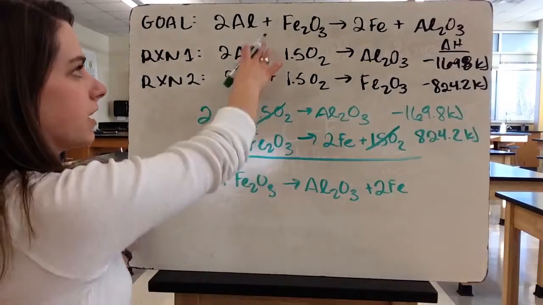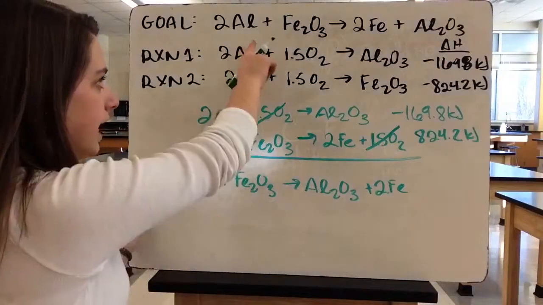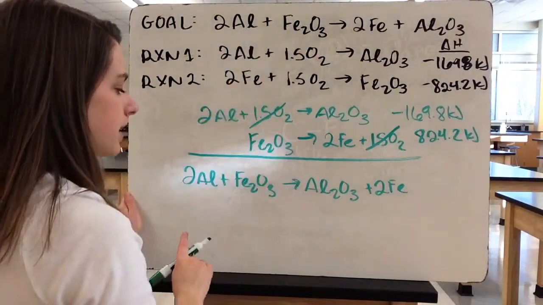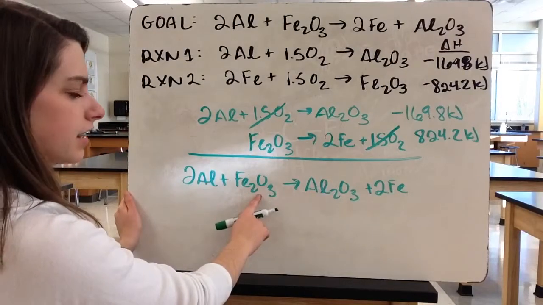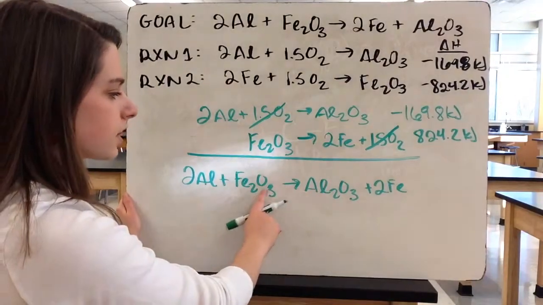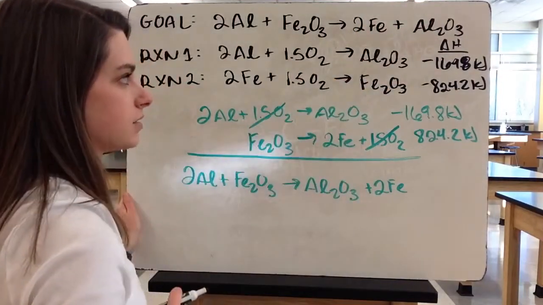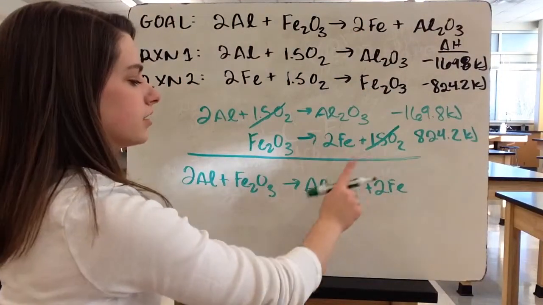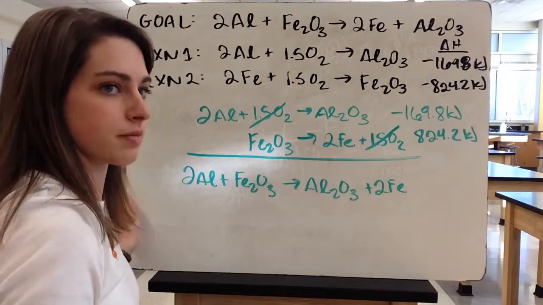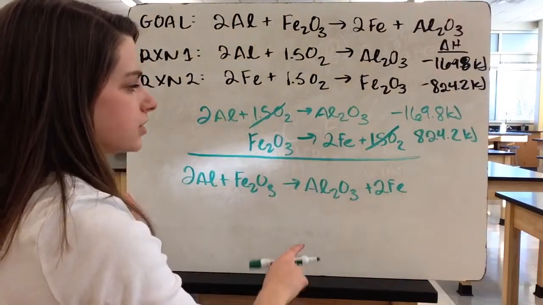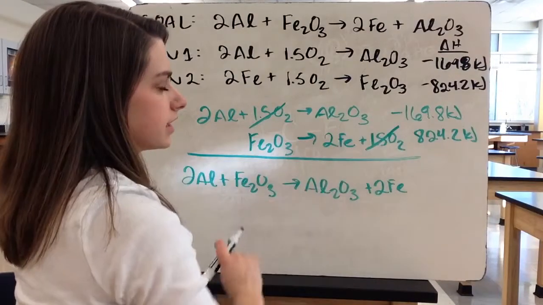and that matches my goal reaction. My goal reaction had aluminum and iron 3 oxide as my reactants. I have aluminum and iron 3 oxide as my reactants. And then my goal reaction had 2 irons and aluminum oxide as my products. I still have 2 irons and aluminum oxide as my products here. So since I have my goal reaction, now I just need to add my delta H's together.